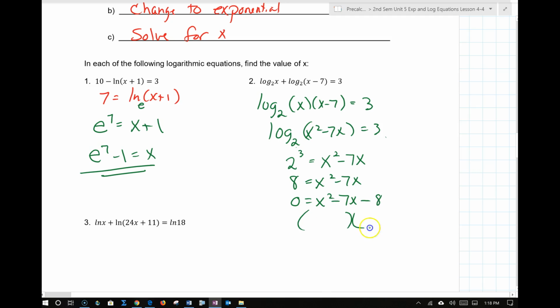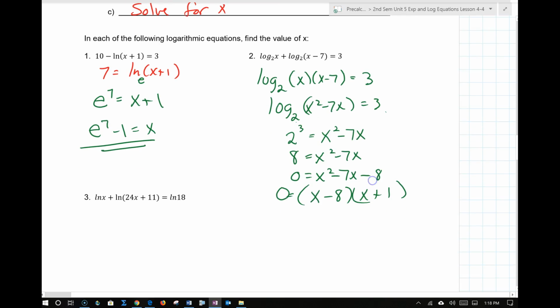So then we factor, and we're going to end up getting x minus 8 and x plus 1. We're going to set them equal to 0. So I get x is equal to 8, and I get x is equal to negative 1. Now, this is where you have to be very, very careful. When you're solving logarithmic equations, you have to check your answers.